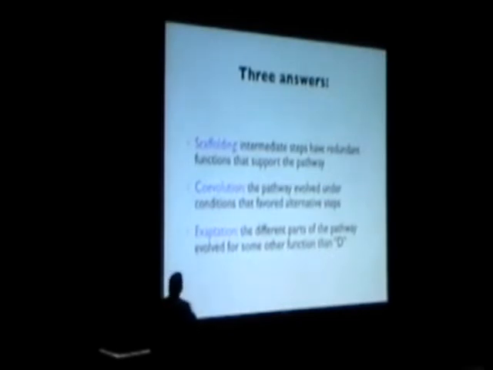The other one is coevolution. Pathways evolved under conditions that favored alternative steps that were less stringent than what you find in modern organisms. And finally, exaptation. The different parts of the pathway evolved for some other function than D, and they were brought together to make the final pathway. So next slide.